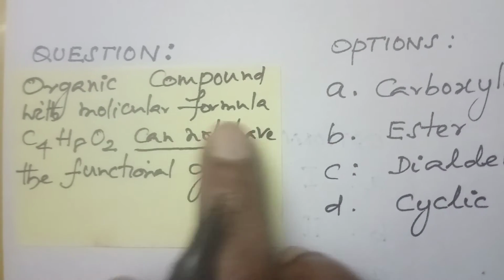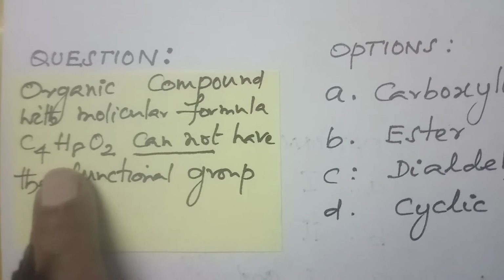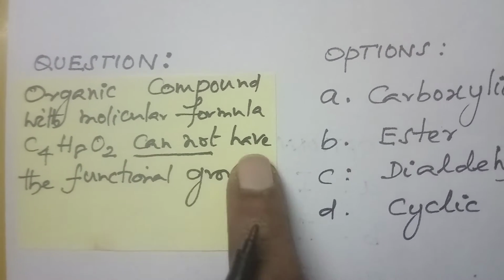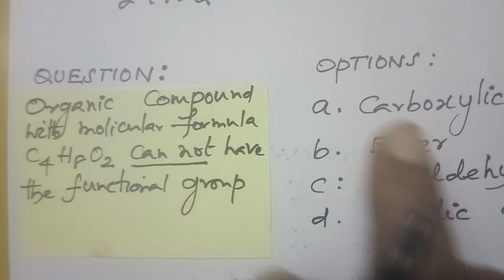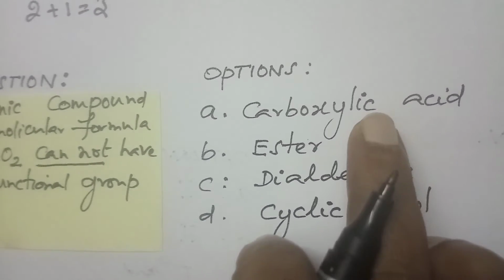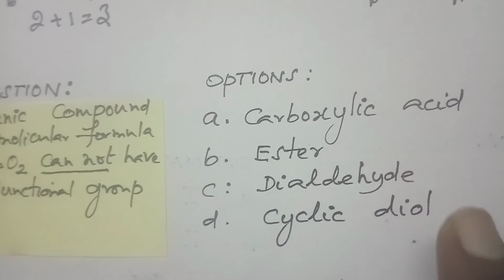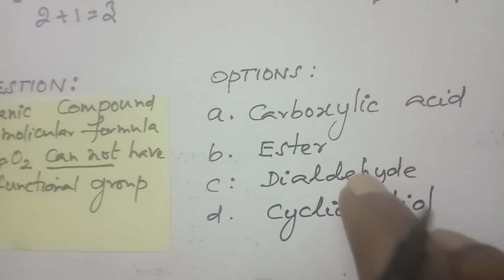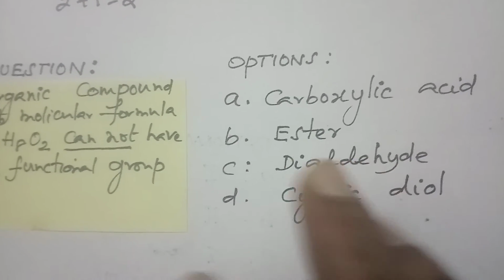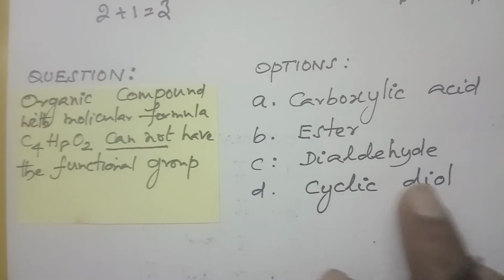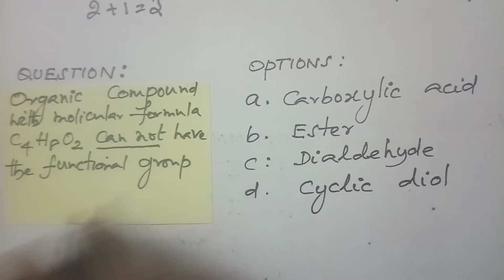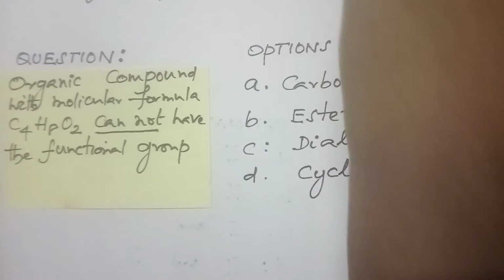An organic compound with the molecular formula C4H8O2 cannot have which functional group? The same pattern is here. The options are acid, ester, dialdehyde and cyclic diol. Which functional group cannot be present? Now let us go with the number of oxygen atoms: all have 2, so we cannot eliminate on that basis. Now I am going to use the other methodology that we used here.